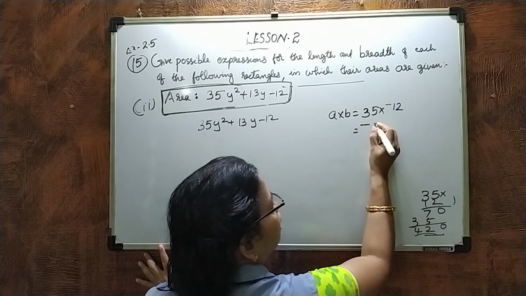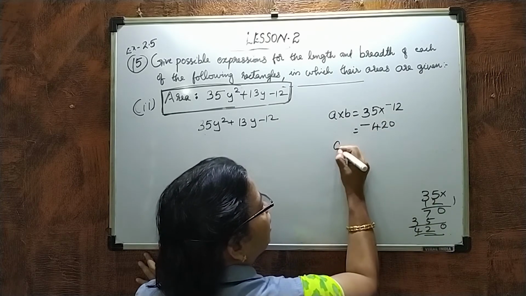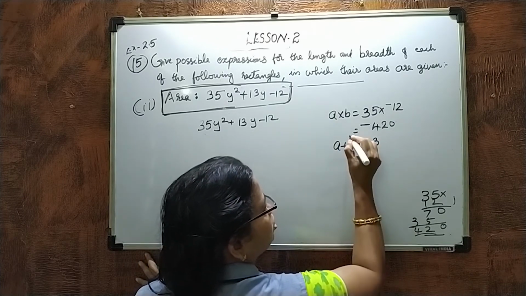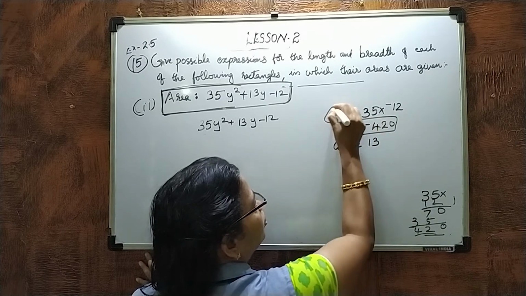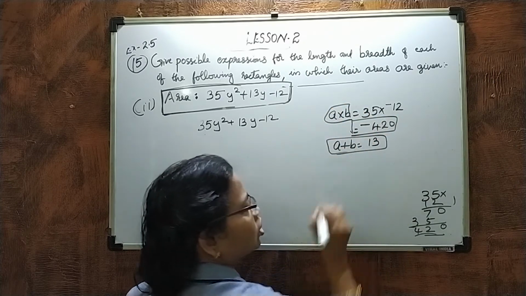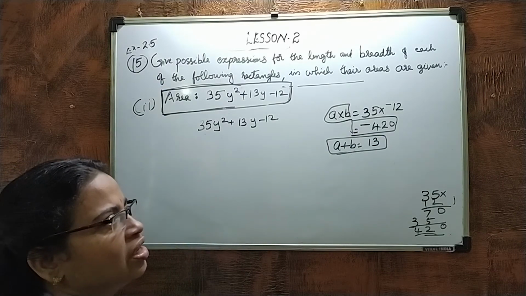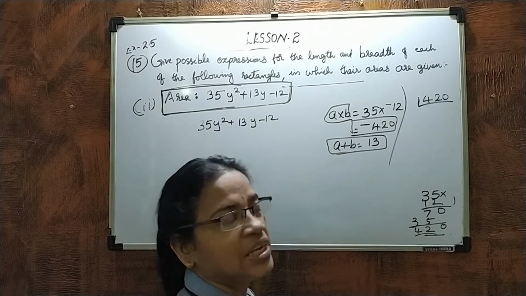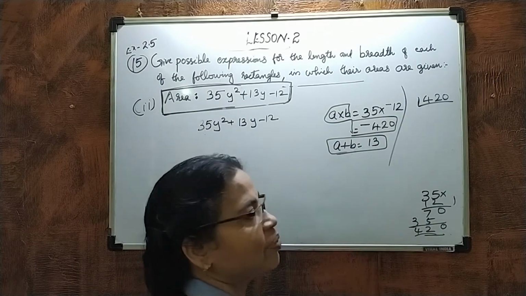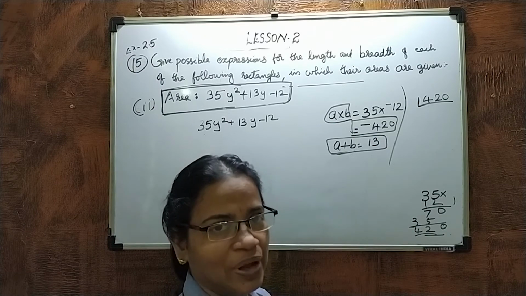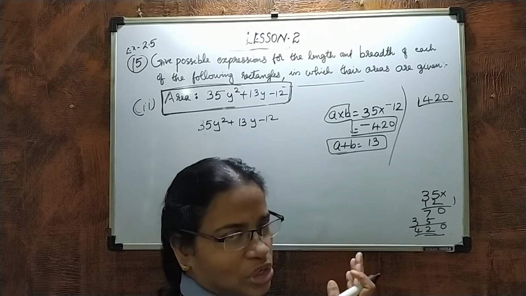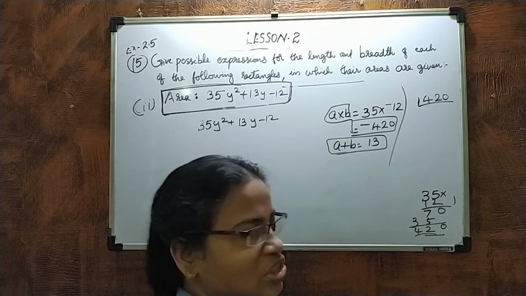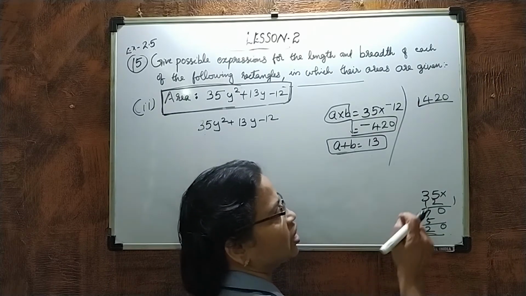420 you will get. So a into b is equal to 420. a plus b is equal to, the middle term, 30. So here when you multiply you have to get 420, and a plus b is equal to 13. Now 420 is a bigger number. So what you have to do is take many numbers, multiply the bigger numbers and find out whether you will get 420, and then when you add you have to get 13. So prime factorization is the easier way for bigger numbers.